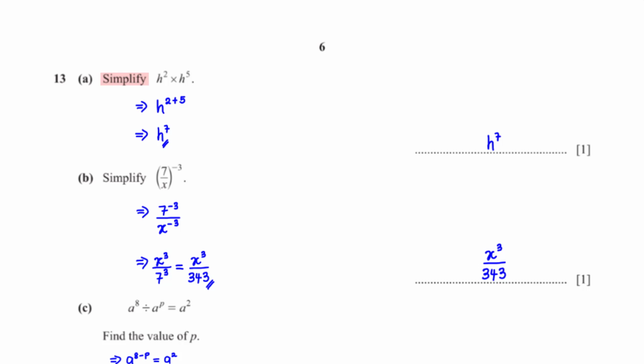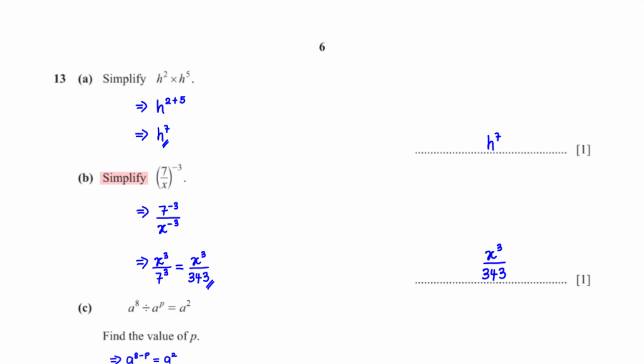Simplify h squared times h raised to the power 5. Since the terms have the same base and they are multiplying, their powers add. So we have h raised to the power 2 plus 5. 2 plus 5 is 7.